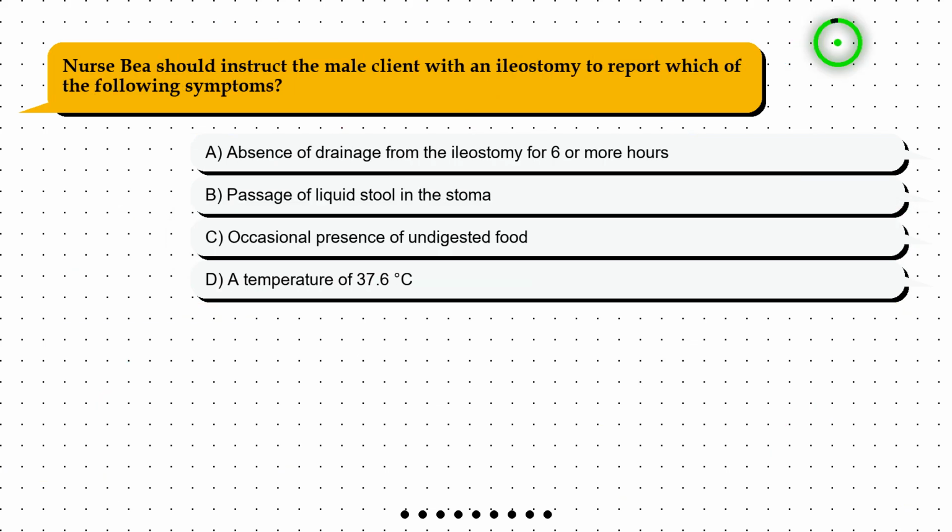Question 2. Nurse BEA should instruct the male client with an ileostomy to report which of the following symptoms? Option A. Absence of drainage from the ileostomy for 6 or more hours. Option B. Passage of liquid stool in the stoma. Option C. Occasional presence of undigested food. Option D. A temperature of 37.6 degrees Celsius.